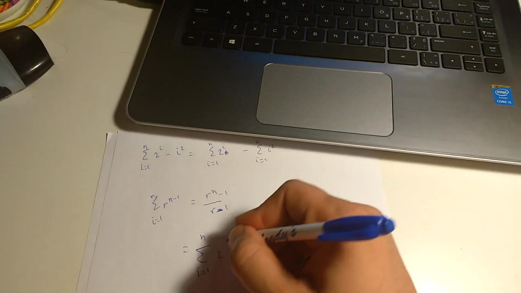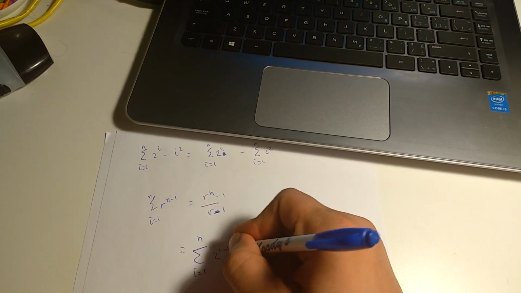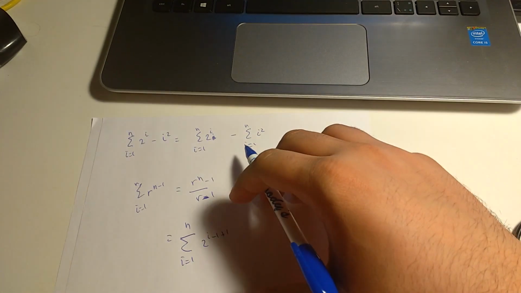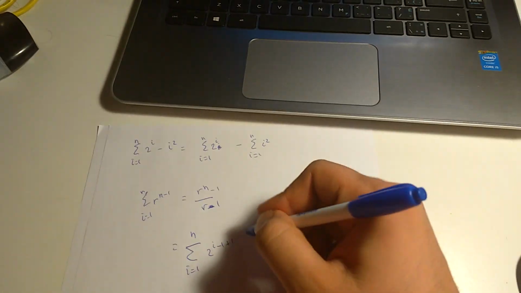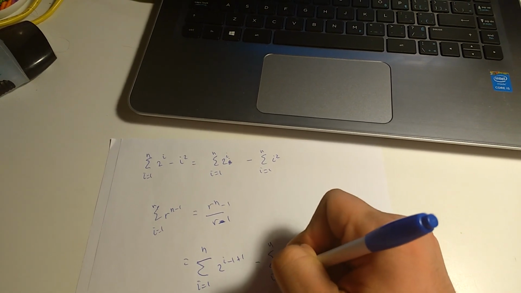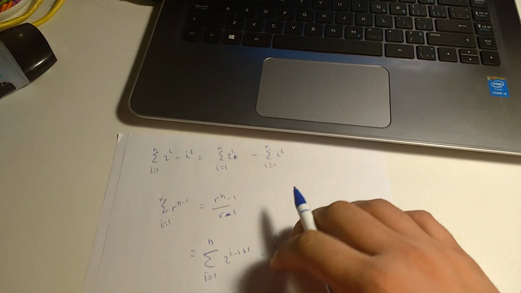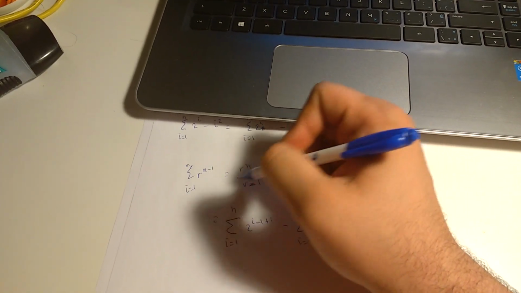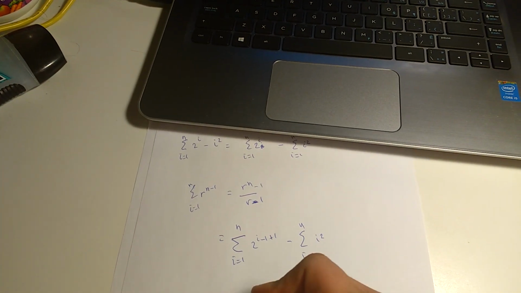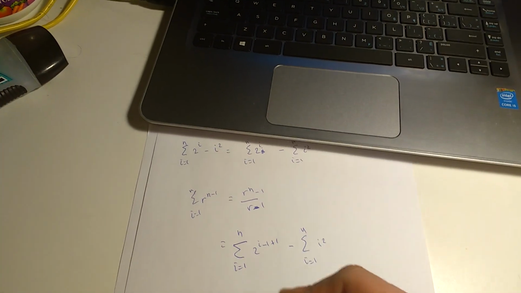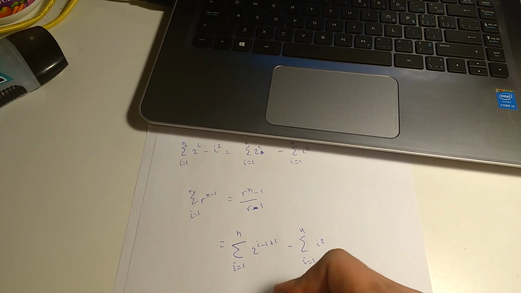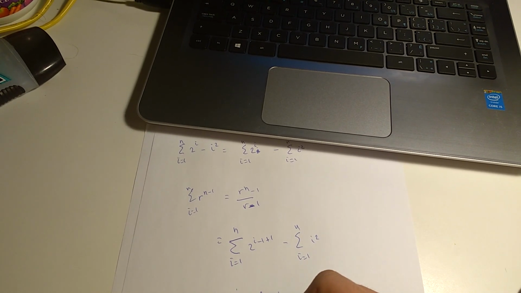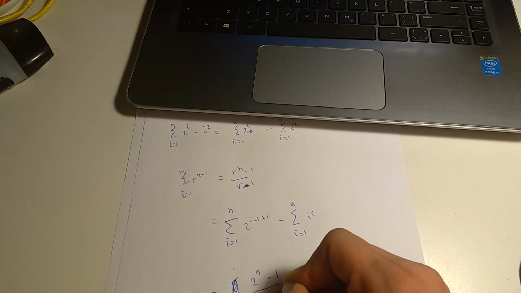You say 2 to the power of i minus 1 plus 1. Now I'm just subtracting 1 and adding 1. Again, I haven't changed the terms, so it's completely valid. And now I can apply this formula, leaving me with 2 to the n, subtracted by 2 to the 1.